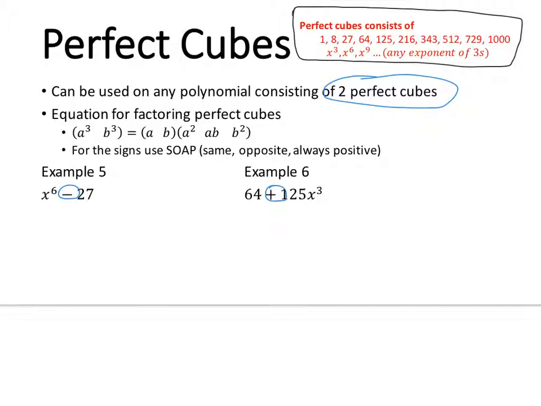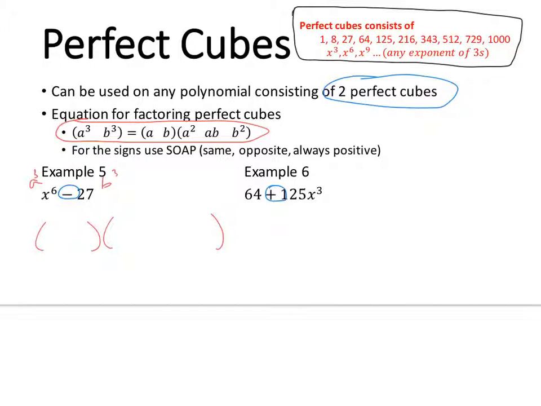For example number 5, x to the 6th minus 27. Both of those fall in my list of perfect cubes, so I'm actually going to follow this equation. The a to the 3rd and b to the 3rd are the x to the 6th and the 27. So I'm going to use this equation of a minus b, then a squared, ab, b squared. This is something you're just going to have to kind of memorize and know.